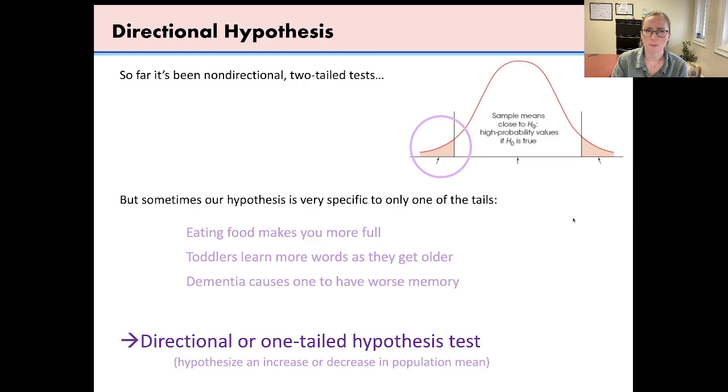I am mentioning this because it's important to know that there are one- and two-tailed tests, but for the sake of argument, you're always going to use two-tailed tests, right? So this directional or one-tail hypothesis, not very common to actually use this.